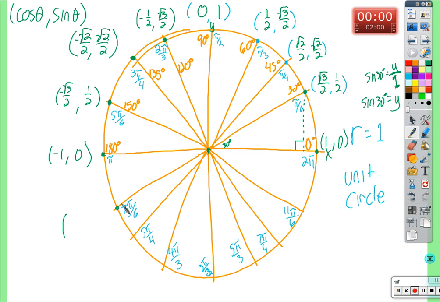Is a mirror image of this point here, so it should also be at -√3/2 in the x direction and -1/2 in the y direction. It's now below the x axis. This is the x axis, just reminding you. This should be at -√2/2 and -√2/2.